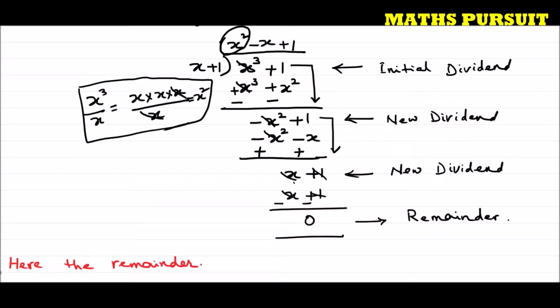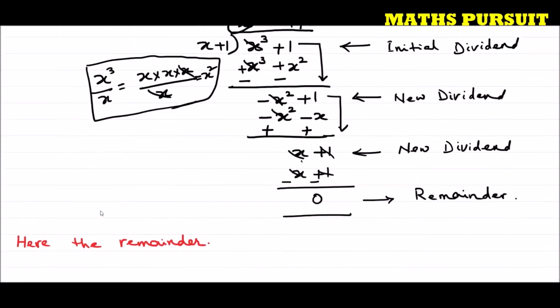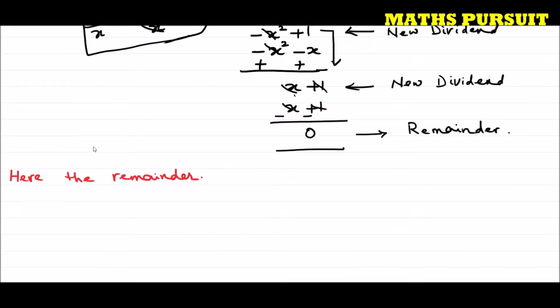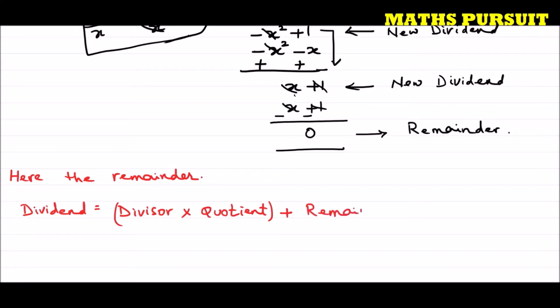Now guys, let me tell you two more things so that we can check our answer, whether what we got is correct or wrong. Now how to check our answer? There are two methods. One method: we know that dividend is equal to divisor into quotient plus remainder. Just put the values here and you can check. Let me put the values for you.